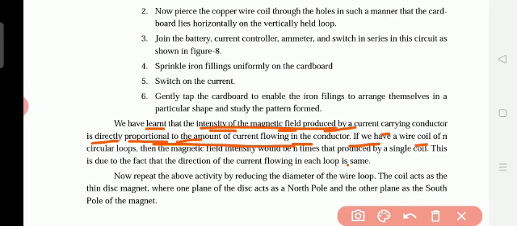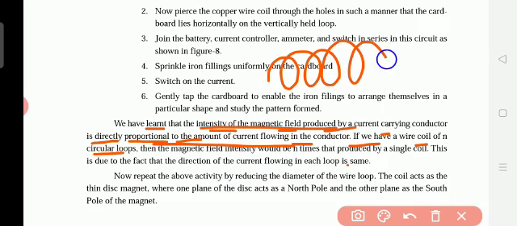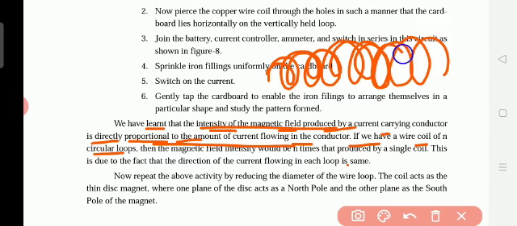So we have a wire coil of n circular loops. When the copper wire or any wire goes in circular shapes like this, it is called a coil, or loops. When we increase this, the current flow will be increased and the magnetic field also will be increased. Now repeat the above activity by reducing the diameter of the wire loop.